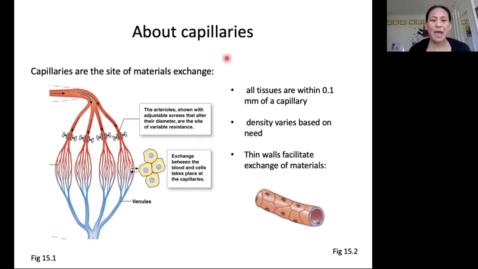Finally, I want to say that the capillaries have thin walls to facilitate exchange of materials, right? So remember that we just have a single cell layer thick layer of endothelium that makes up the entire capillary wall. And since it's just one cell layer thick, that provides a nice surface across which we can exchange materials, right? So we can have diffusion happen across there, or transcytosis. We're going to be talking about those in just a little bit. Okay, so that thin wall makes it easy to move materials from the blood into the surrounding tissue, or vice versa.